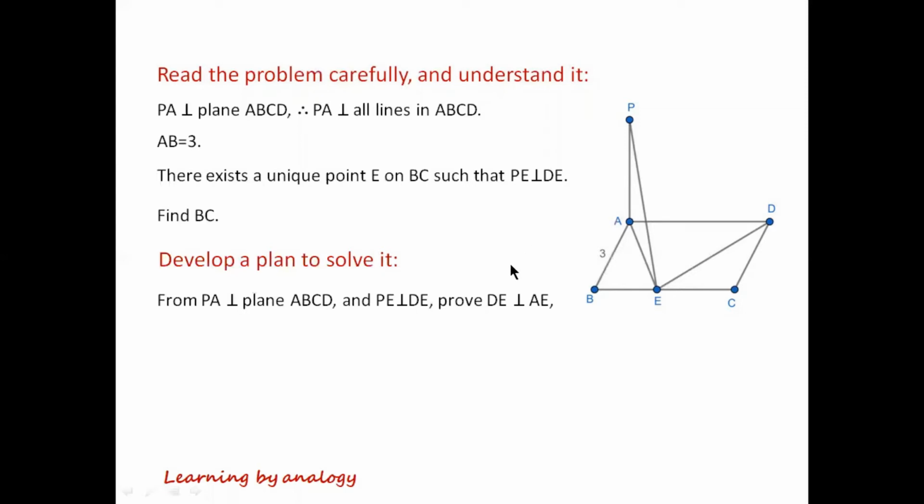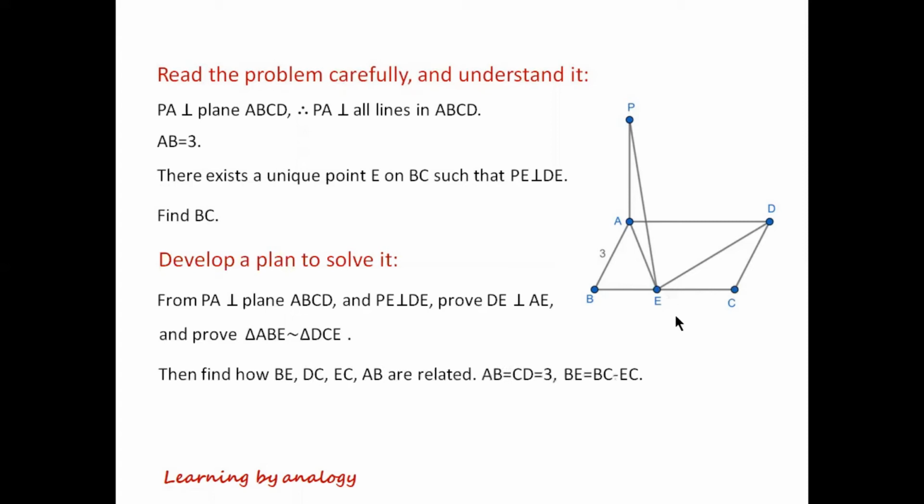From PA is perpendicular to plane ABCD and PE is perpendicular to DE, prove DE is perpendicular to AE, and prove triangle ABE is similar to triangle DCE. Then find how BE, DC, EC, AB are related.